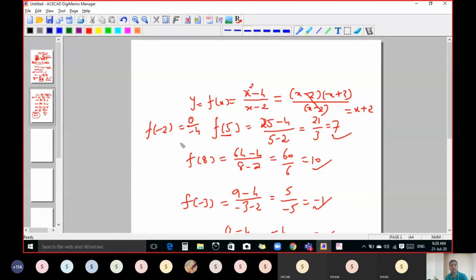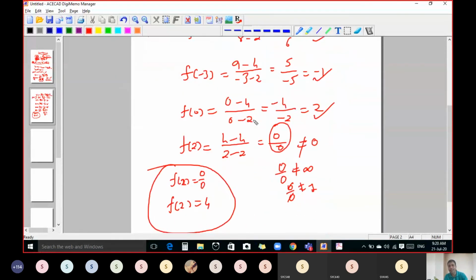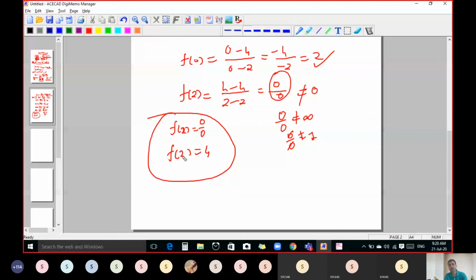So the answer for that is 0. And if we put x equal to minus 2 here, we get minus 2 plus 2, that is 0. That means in this case, minus 2 also gives the same answer. In all cases we have the same answer except 2. By putting 2, we get the answer 0 by 0, and here we get the answer 4.